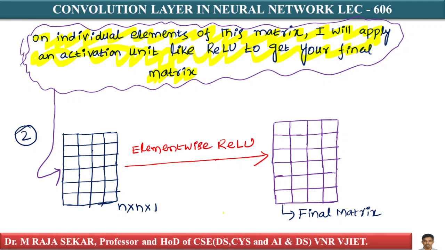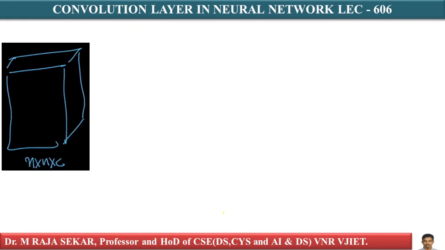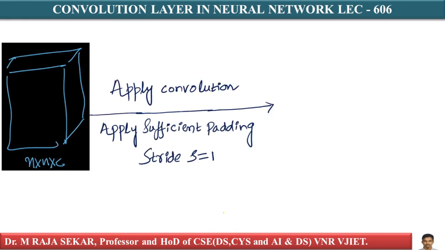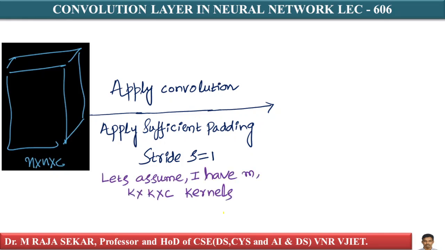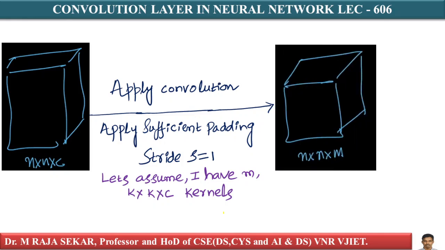So an actual convolution layer looks like this. What is this actual convolutional layer? You have your input image n cross c. First you apply convolution, isn't it? Apply sufficient padding and stride equal to 1. Let's assume I have m k cross c kernels. So this generates a cube, a 3D tensor of size n cross m.